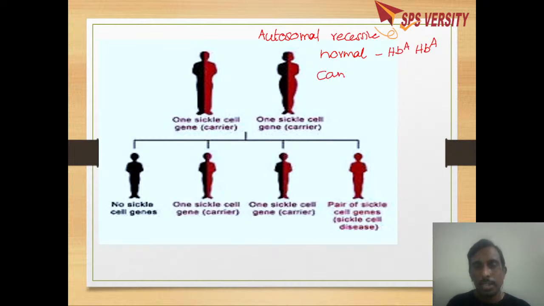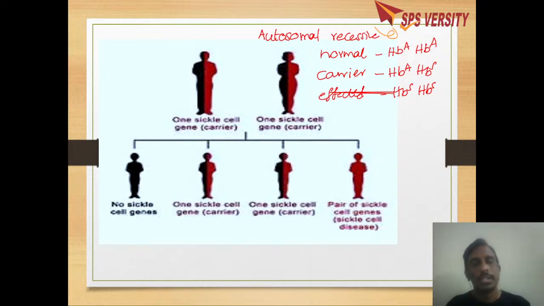A carrier doesn't suffer from the disorder, but in the next generation the possibilities are there, the genotype being HBA, HBS. An individual affected with sickle cell anemia has the genotype HBS, HBS. So when both alleles are HBS, then they will get sickle cell anemia.